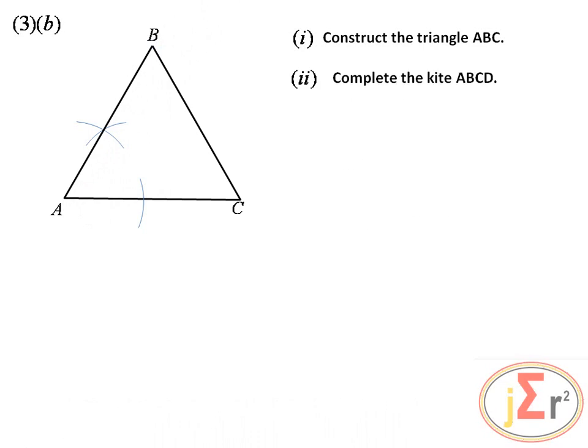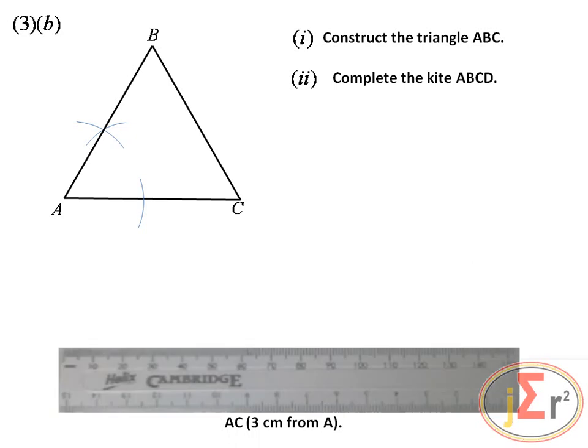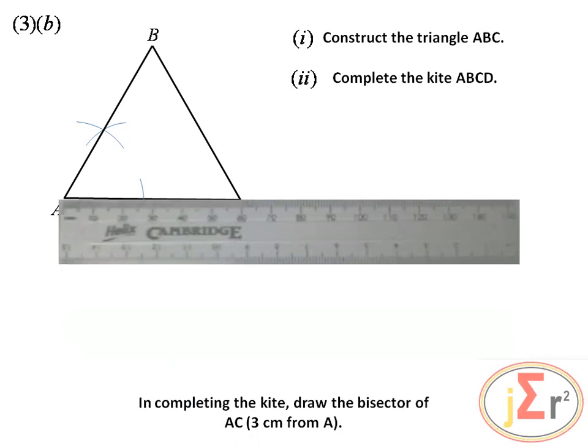Complete the kite ABCD. Remember what to do. Just measure from A to C, half of that, because we know that is 6 already, half of 6 is 3. So to complete the kite, draw the bisector of AC, 3 centimeters from A, so it is 3 centimeters right there. Then what do we do? Draw the line that represents the bisector going through the vertex B. So we are sure that that line is a bisector of B, a bisector of AC, and is a line of symmetry of this figure that we have right there, and also a line of symmetry of the kite.